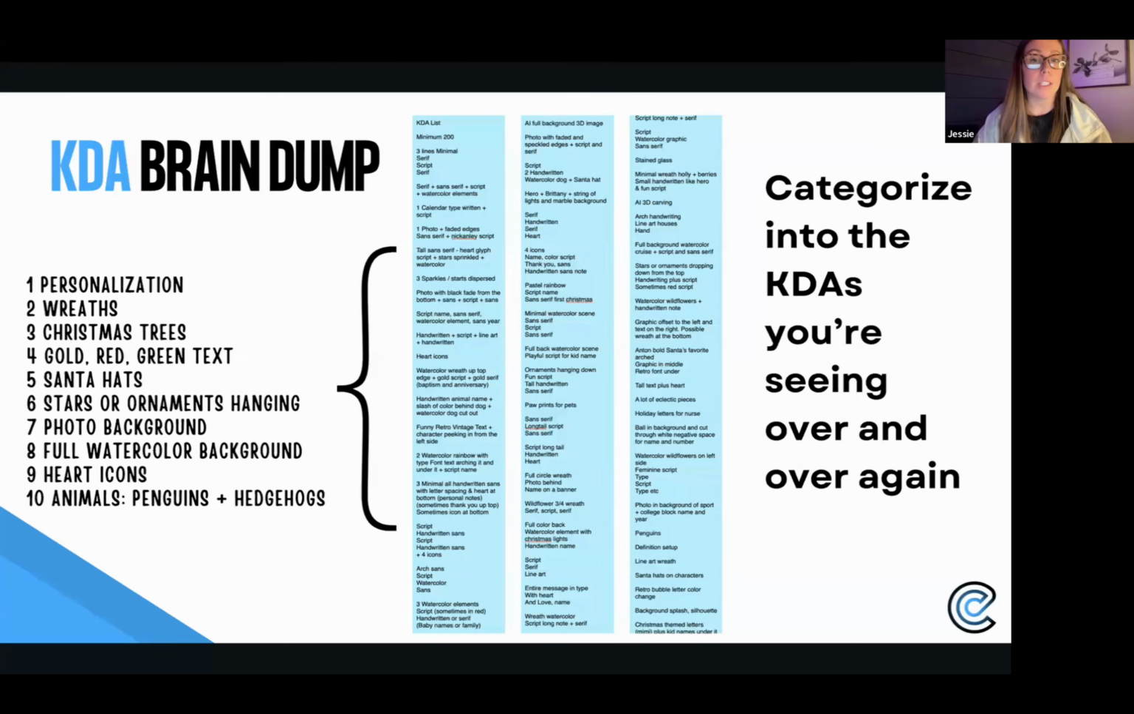So the ones I brought out today from my list and from my research are personalization, wreaths, Christmas trees, gold, red, and green text, Santa hats, stars or ornaments hanging, a photo background, a full watercolor background, heart icons, and then specifically, I saw a lot of penguins and hedgehogs, and they were not necessarily in the title. I usually wouldn't put animals like that, but for this, I was seeing them used, and people were not searching for them necessarily, but they were still in the designs themselves. All right.